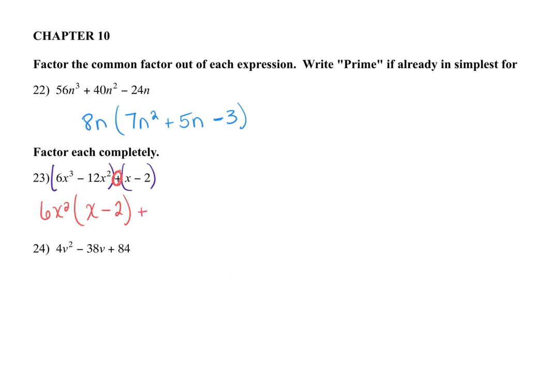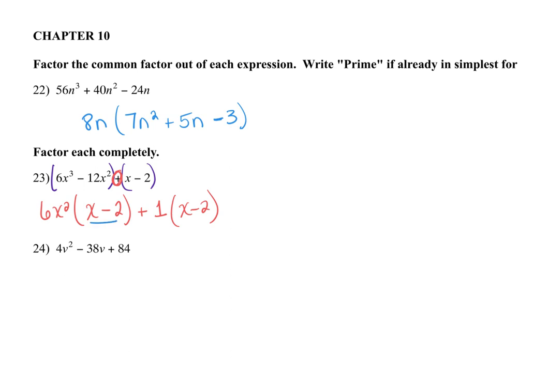For this second group, I don't have anything in common between an x and a 2, so I'm going to list a 1, all right? And then I'm just going to have the x minus 2. That is my first step in factoring by grouping. Group it and take out the common factor.